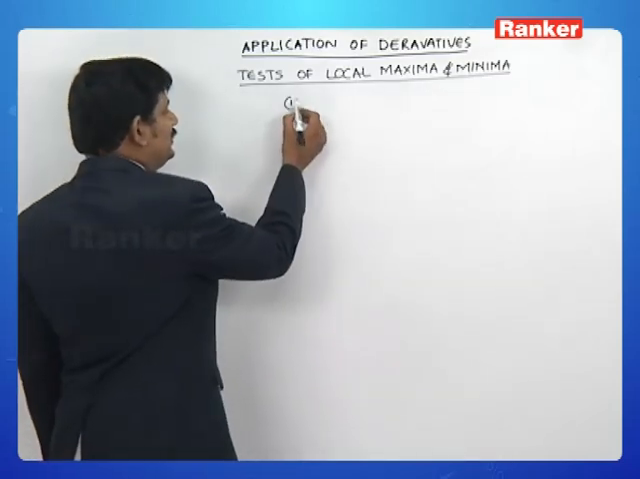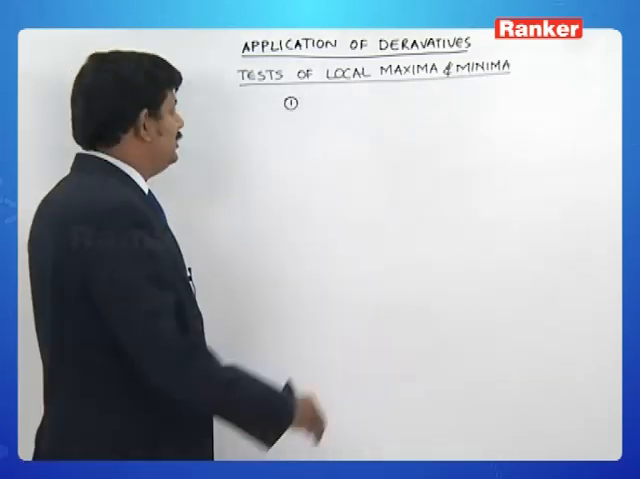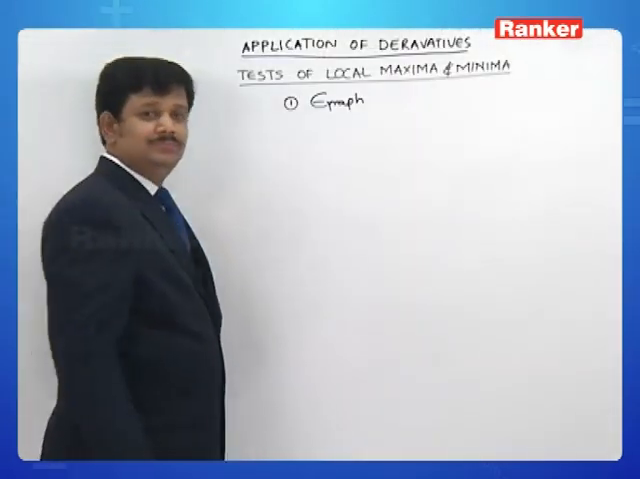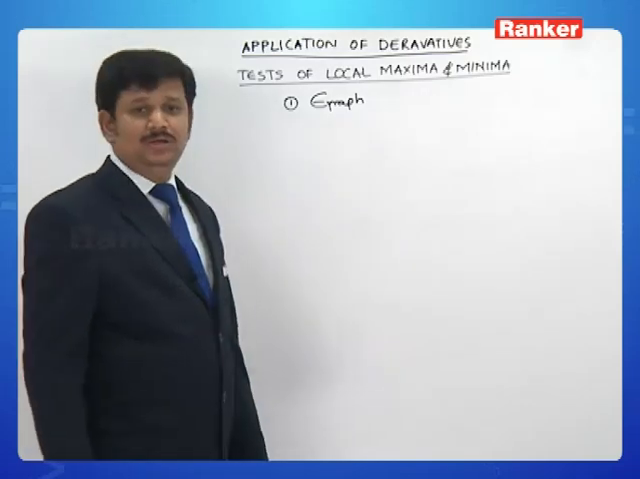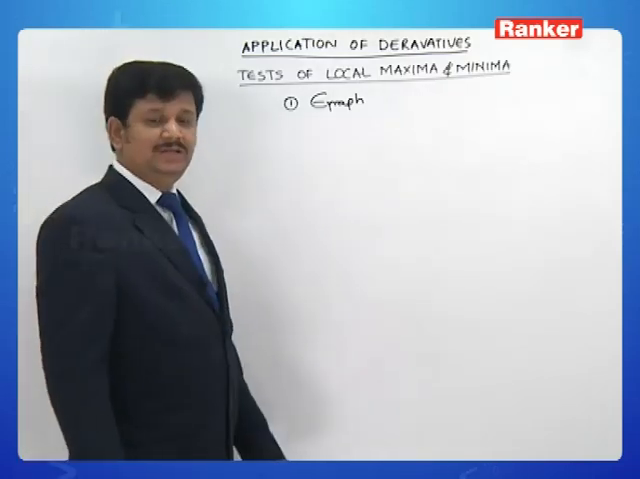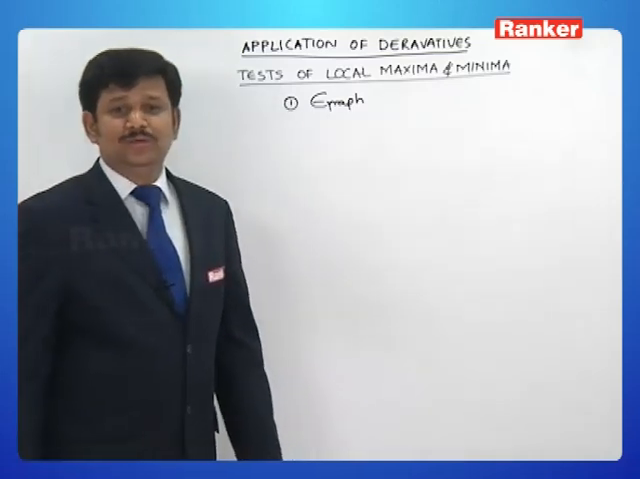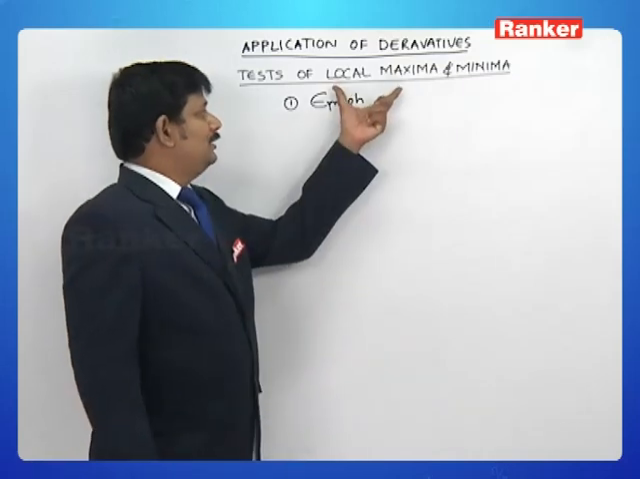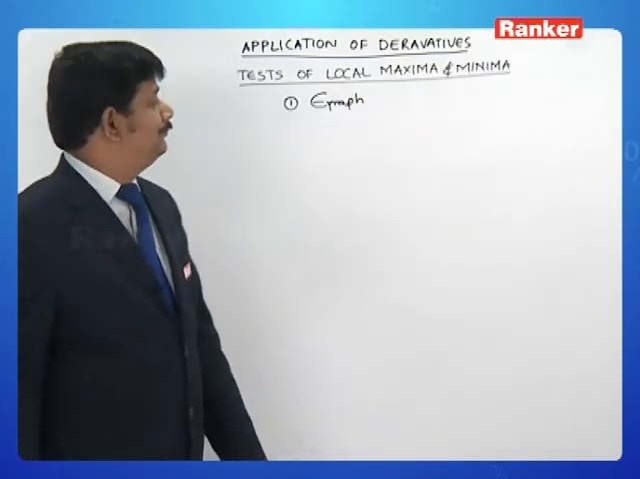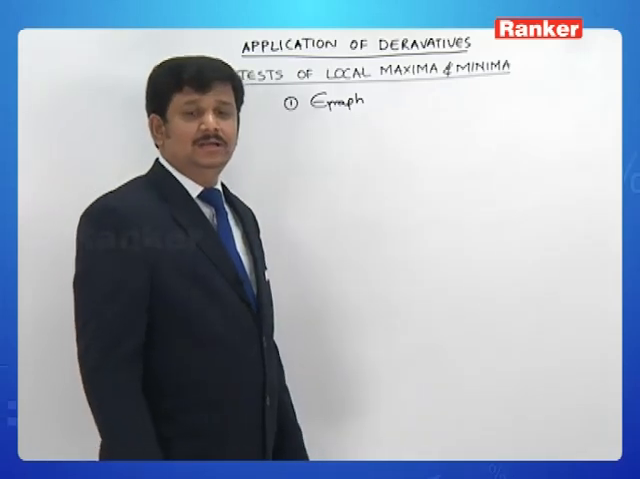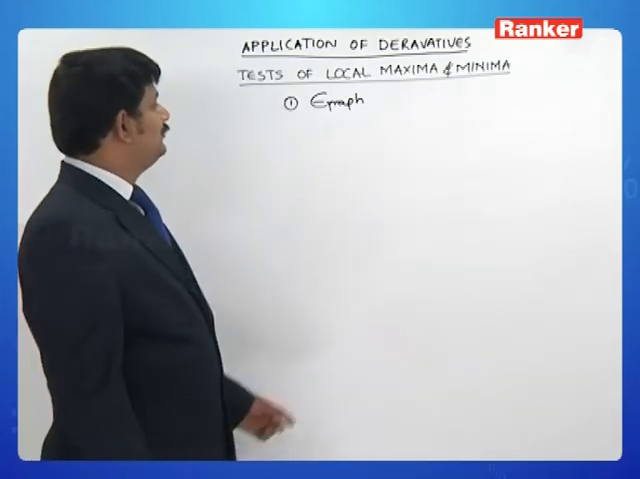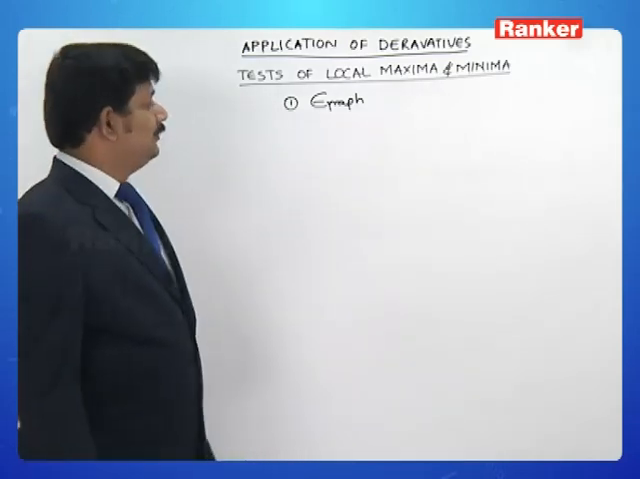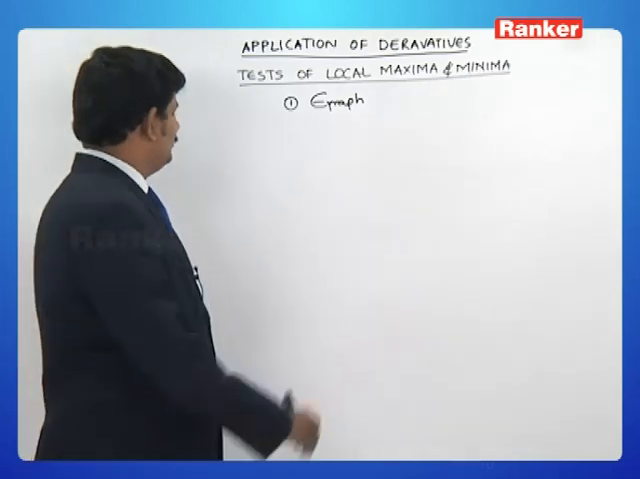The first way in which we can test for local maxima and local minima is obviously by graph, which we already discussed when we were defining local maxima and local minima. If in the graph we identify that f of x naught is more than f of x for all x belonging to the deleted neighborhood, then we say the point is a local maxima. Or if f of x naught is smaller than all values of f of x in the deleted neighborhood, then we say it is a local minima. If none of them happens, it is neither a minima nor a maxima.